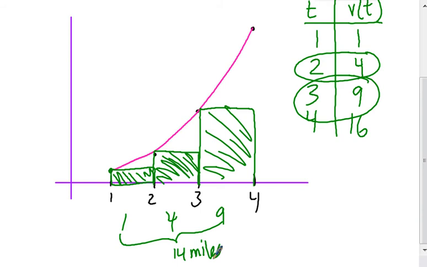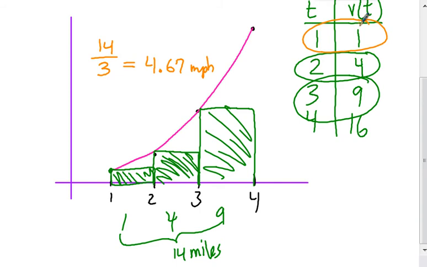Okay, and that happened over a 3-hour time interval. So let me just jot down a note. 14 miles were covered in 3 hours. And so what does that work out to as an average? 4.67 miles per hour.